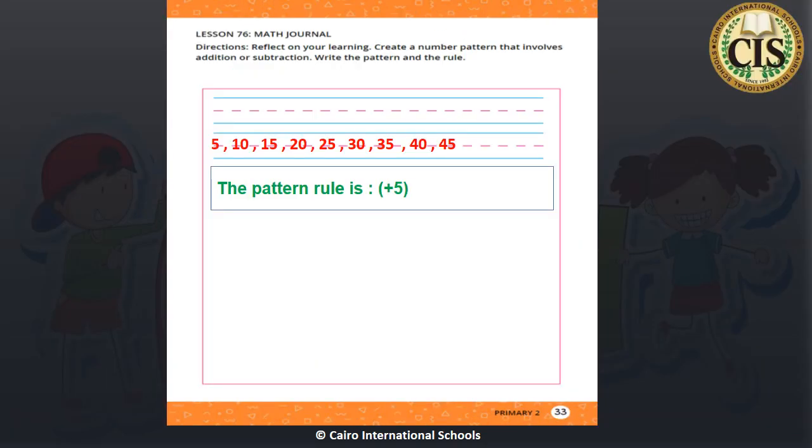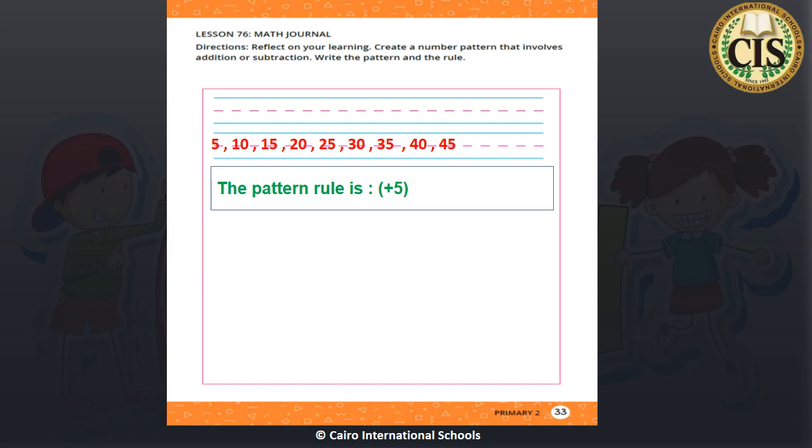Lesson 76, the Math Journal part. Reflect on your learning, create a number pattern that involves addition or subtraction. Write the pattern and the pattern rule. Here we will write this pattern: 5, 10, 15, 20, 25, 30, 35, 40, 45.